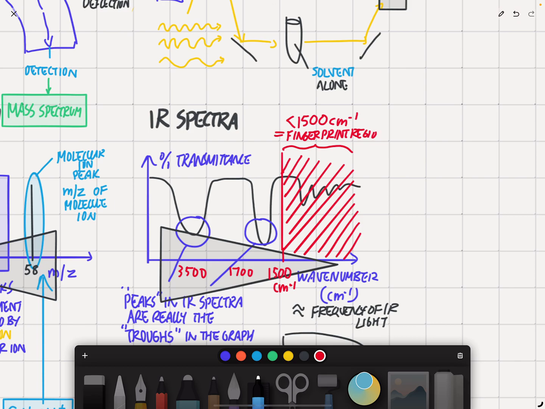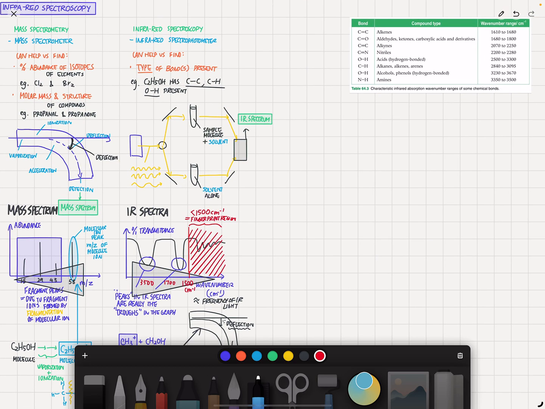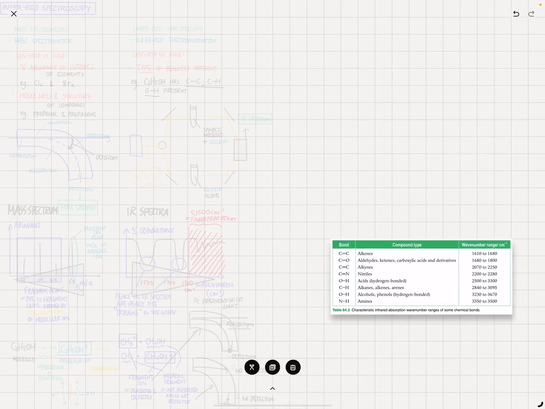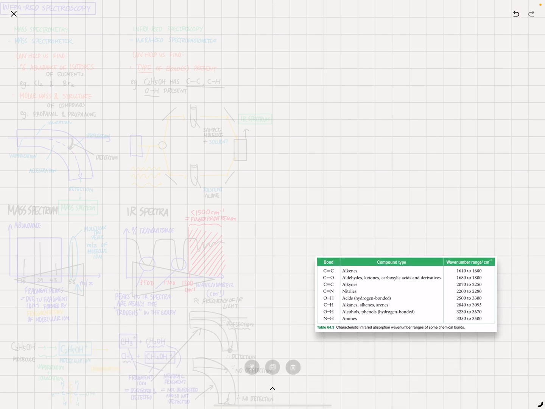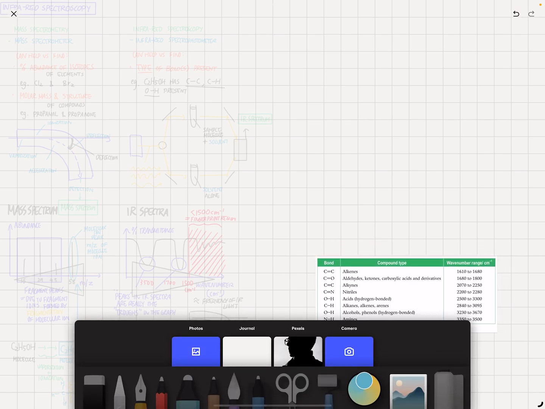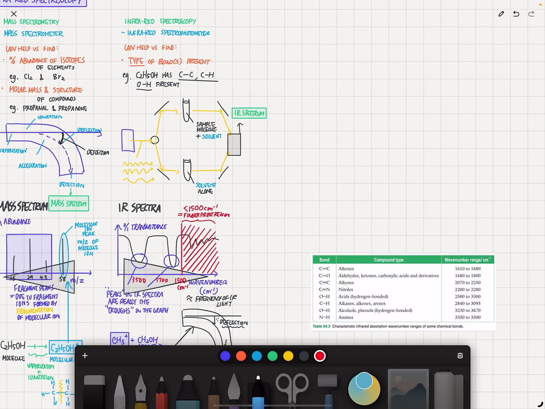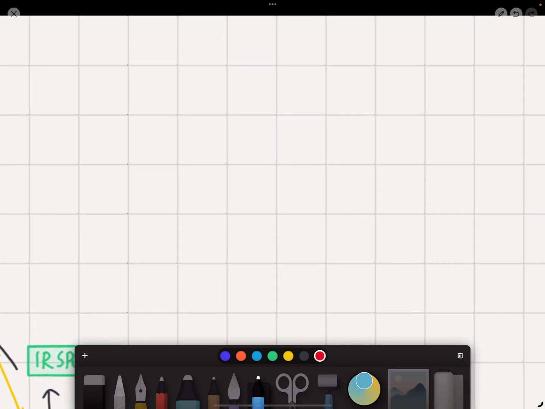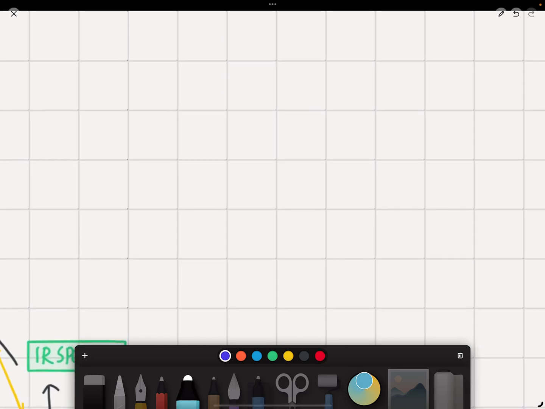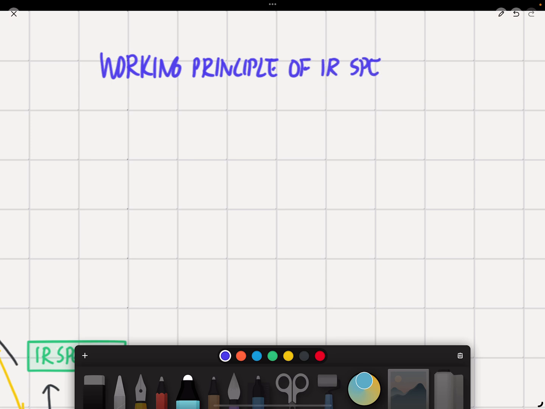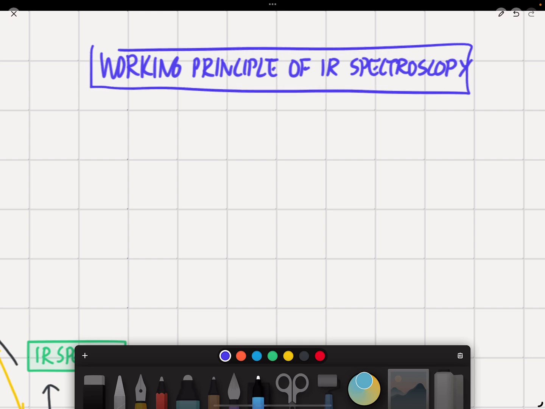But before we dig any deeper, we should first look at the working principle of infrared spectroscopy. And you see I have included a diagram here on the wave number. So more on that in a second. So first, let's dig into the working principle of infrared spectroscopy. It's actually rather simple.